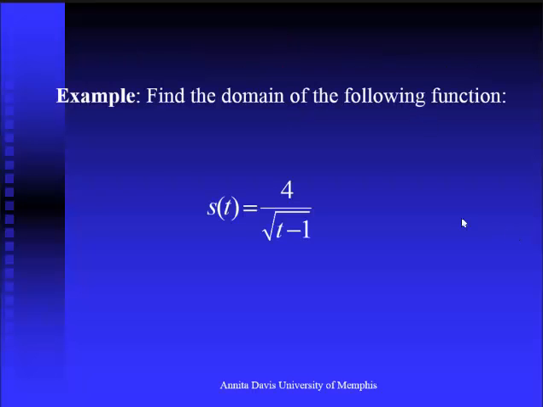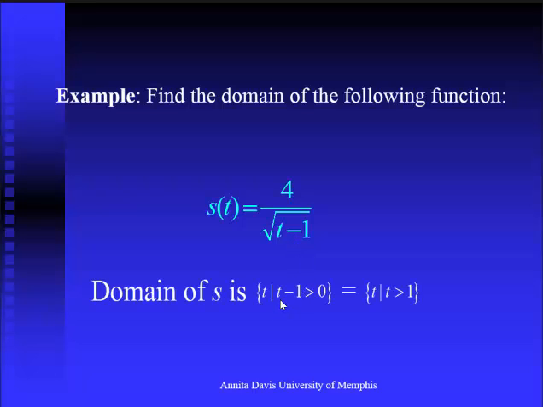Our next question is, how do you find the domain of a function that looks like this? Notice the t minus 1 under the radical is all in the denominator. This function is not defined when the denominator is 0, and it's not defined when there's a negative under the radical. So we can compute the domain if we know that t minus 1 is strictly bigger than 0. If we add 1 to both sides, then we see that the domain is all t where t is bigger than 1.